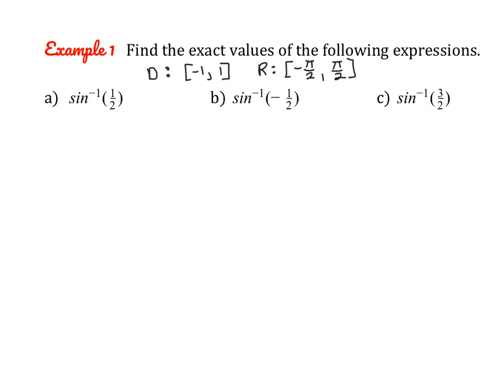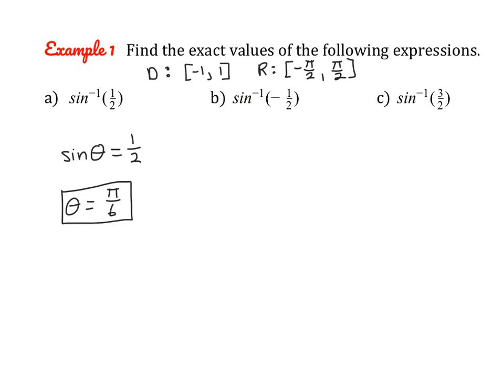So for the first one, they want us to find the arc sine of 1/2. So essentially they're asking us, sine of what angle equals 1/2? So this is within our domain, and then we know that this angle is going to be pi over 6, which is between negative pi over 2 and positive pi over 2.